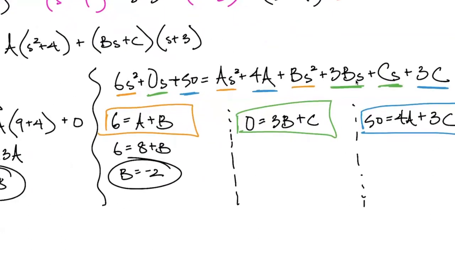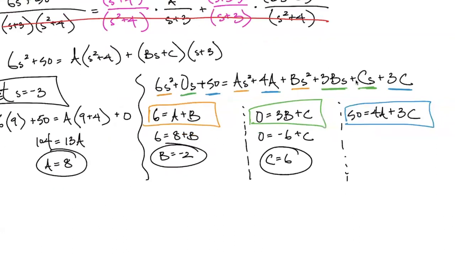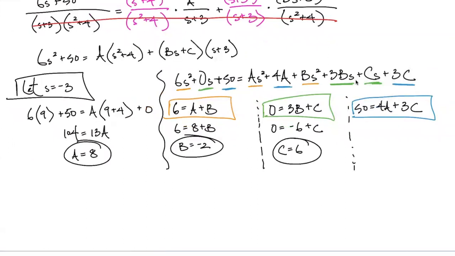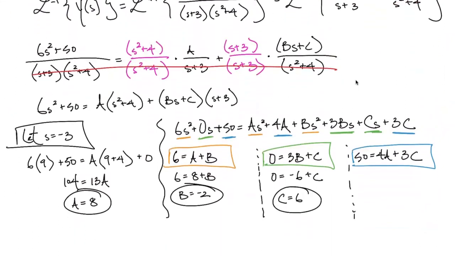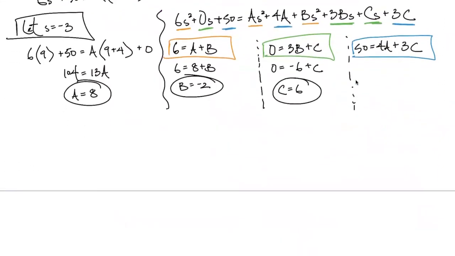All right. And so we're going to get 0 equals 3 times -2 is -6 plus C. And we're going to get C equals 6. All right, my friends. All of this work is to say we found our letters A, B, and C. Now we're going to plug those back into the inverse Laplace, and let's see what we find from there.